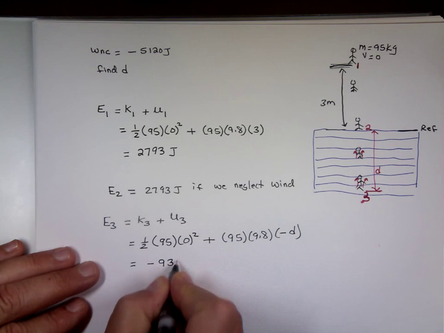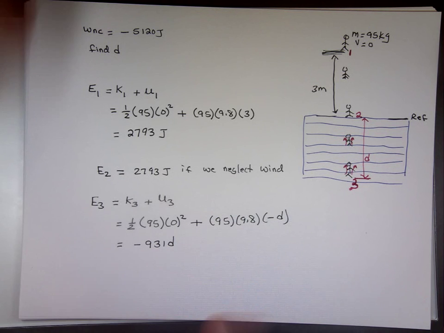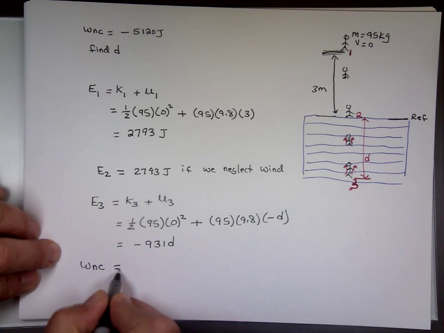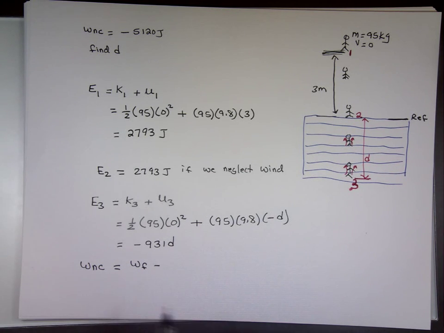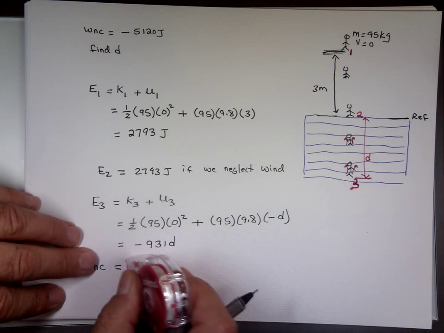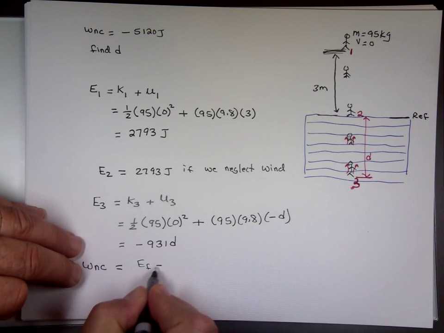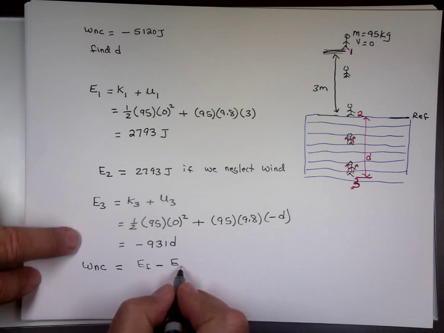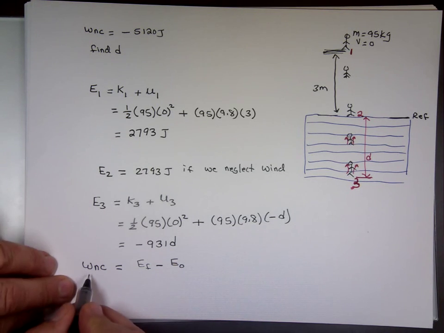I just said if you want to get the sign correct, the work done by the non-conservative force should be the final value minus the initial value. I'll use E final because I'm using E here. The mechanical energy final minus the mechanical energy initial. The final, so that number was given to us. It's what? Negative 5120.